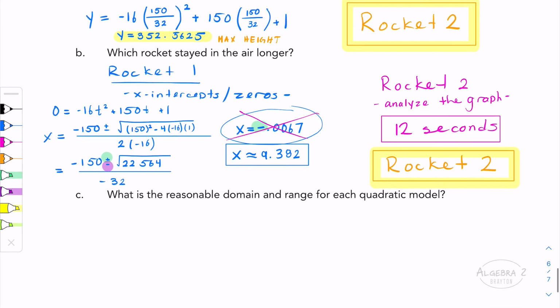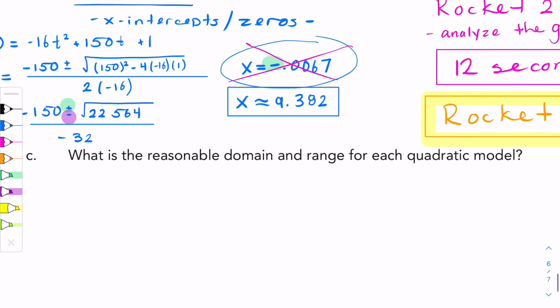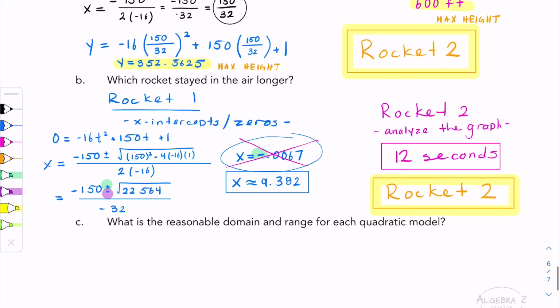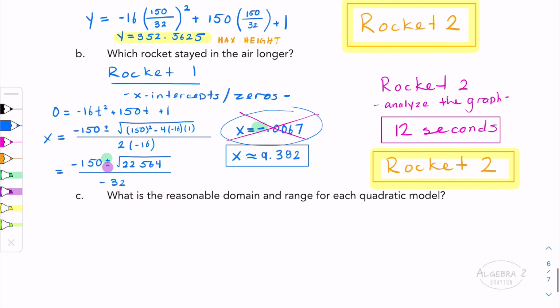And part C says, what is a reasonable domain and range for each quadratic model? All right, so rocket 1, we never saw the graph for rocket 1, but we have found all this information about rocket 1. So we know where it starts, we know that it hits a maximum height, we know that it comes back down to the ground. So we could sketch a quick graph for rocket 1 based on everything that we've already found.